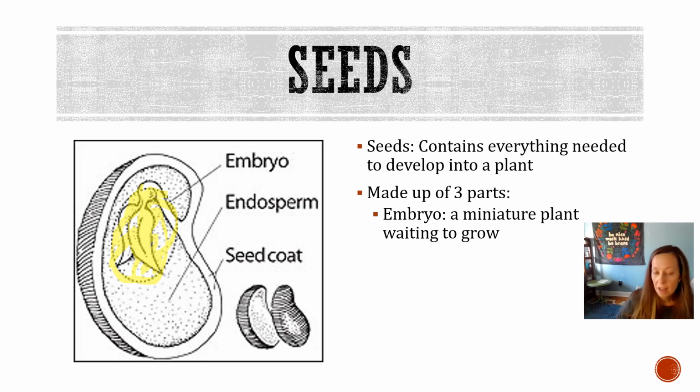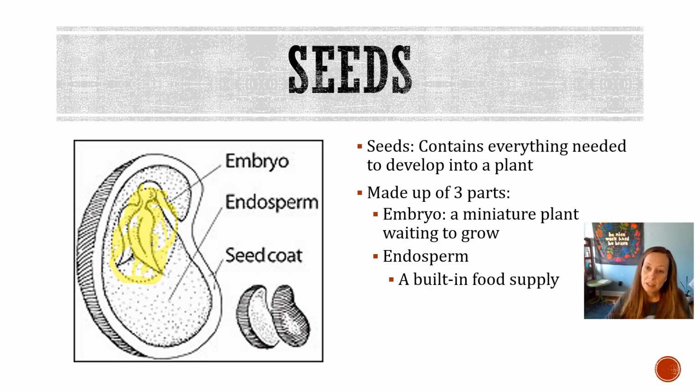And after the embryo, you have an endosperm. The endosperm is like the rest of the seed. So like when you eat a pea or a lima bean, it's like the meat that you're eating. Does that make sense? And that is a built-in food supply for the plant. Before it actually has its leaves to grow, it's going to use the endosperm to make food.